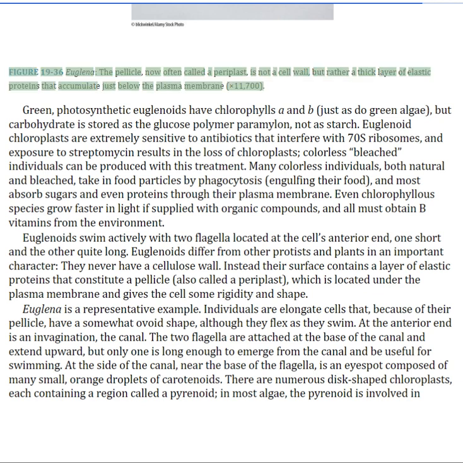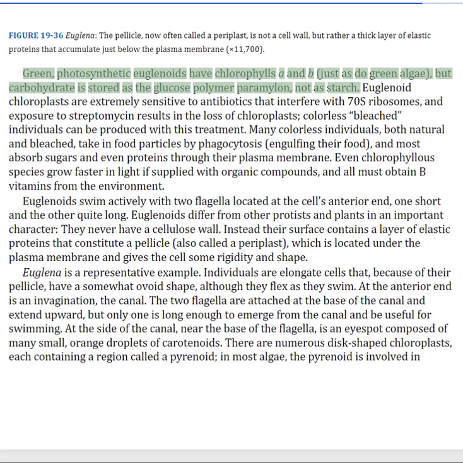Most euglenoids are unicellular, but in some species, a few cells remain together after cell division. Figure 19.36, Euglena. The pellicle, now often called a periplast, is not a cell wall, but rather a thick layer of elastic proteins that accumulate just below the plasma membrane. Green, photosynthetic euglenoids have chlorophylls a and b, but carbohydrate is stored as the glucose polymer paramylon, not as starch.